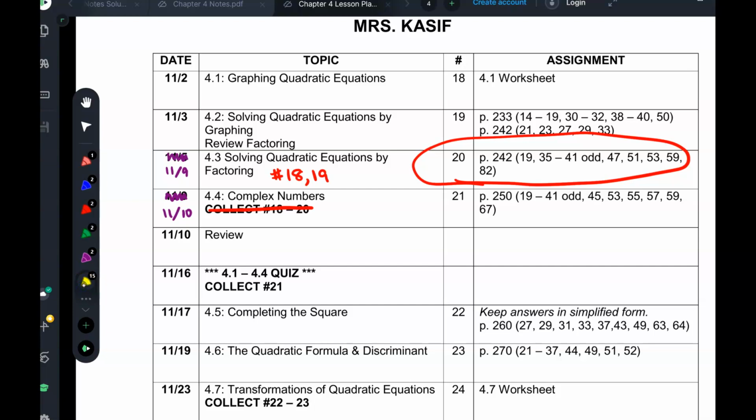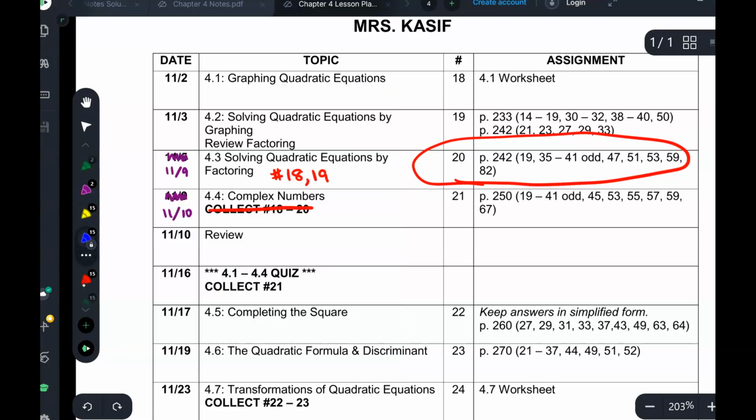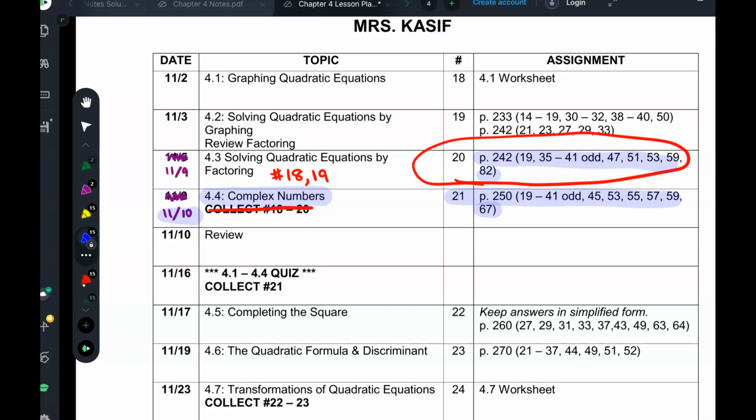Okay, so today you are going to cover 4.4 on complex numbers, and then you're going to do assignment number 21 for homework. Now, since I am not here, I just want to remind you that I posted solutions to assignment number 20, so you can check those. All right, so let's get started.